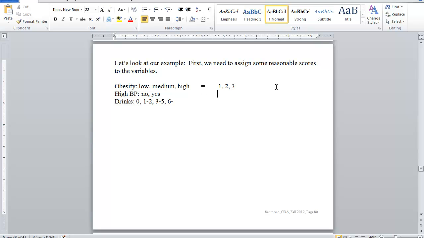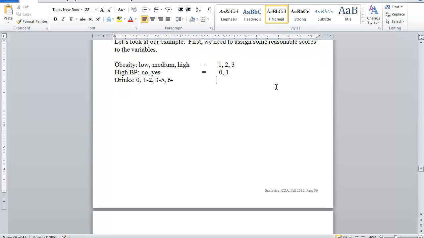Hypertension, yes and no. That seems obvious in terms of no is going to be 0 versus a 1. Since it actually only has 2 levels, this is not going to matter. But we'll go with 0 and 1. And then drinks. Since it actually has a numerical piece of information in there, it's a little easier to get to. So drinks of 0.